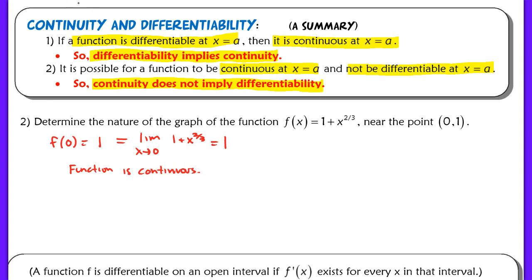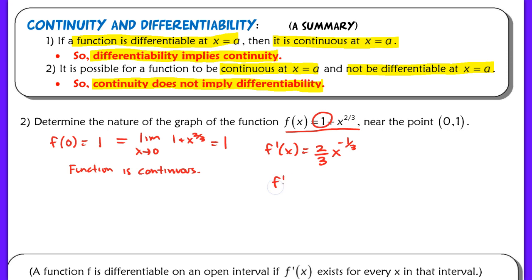Okay, so now that we know that it's continuous, let's decide whether or not it's differentiable at x equals 0. All right, so first let's find the derivative of f of x. So we've got f prime of x is equal to, now in this case the derivative of a constant is 0, so we'll just ignore that part. And x to the 2/3, that's a power function, so I'm going to multiply by 2/3 and then subtract 1 from that, so I get 2/3 times x to the negative 1/3.